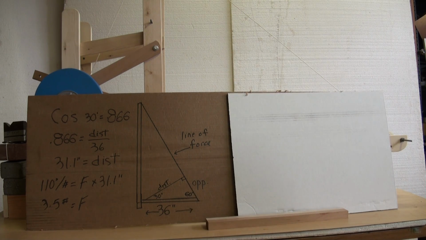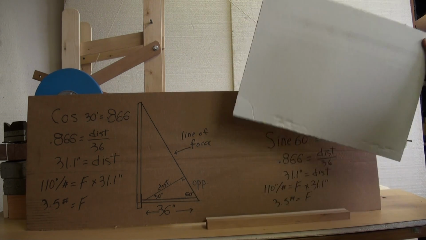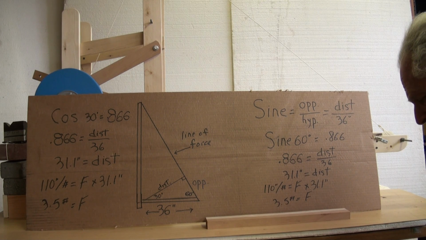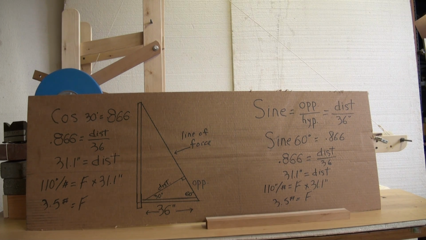So instead of using cosine, we're going to use sine. It's just another way of juggling the sides of the triangle. Sine is opposite over hypotenuse. So the sine of this angle, 60, the opposite side, is that, and that's what we want. Opposite over hypotenuse. Distance is what we want, that's the opposite side. 36 inches is what we got.